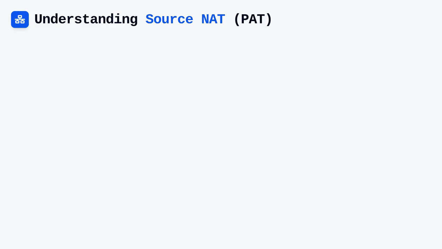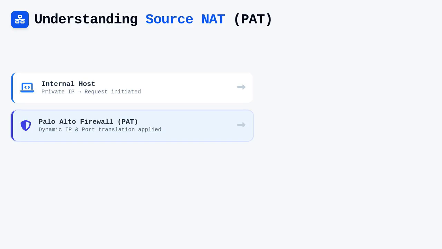When we configure source NAT, we are essentially modifying the source IP address of the outgoing packet to represent an address in a different subnet, typically a public-facing address on the egress interface. Palo Alto firewalls handle this through dynamic IP and port translation, commonly known as PAT, which allows multiple internal hosts to share a single public IP address by assigning unique source ports to each session. This is the bedrock of outbound internet connectivity for most campus networks, providing scalability while maintaining the required security posture.